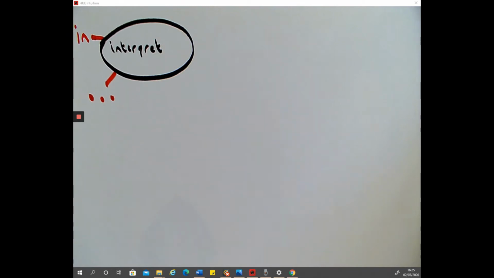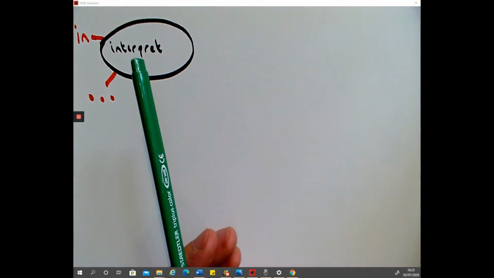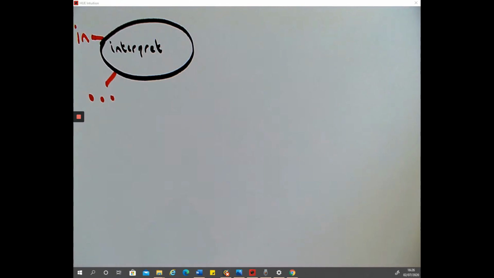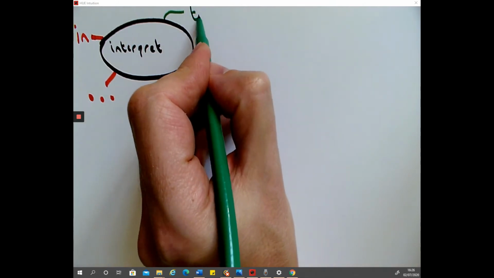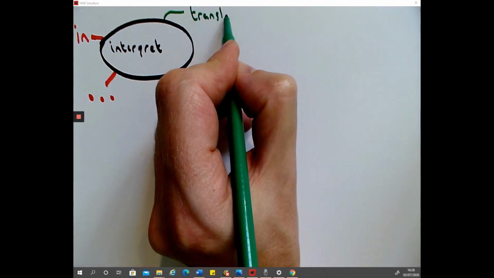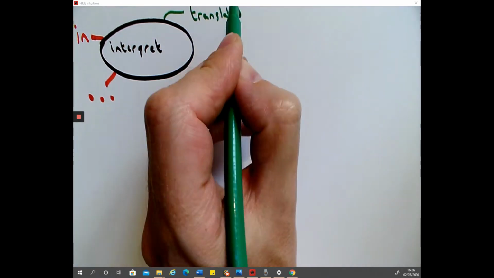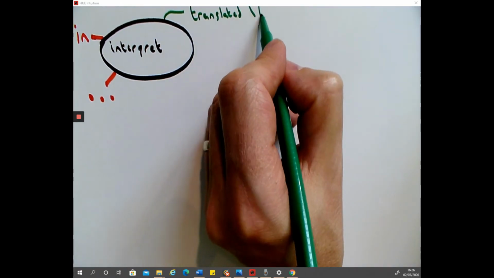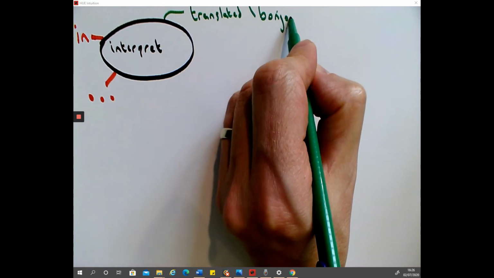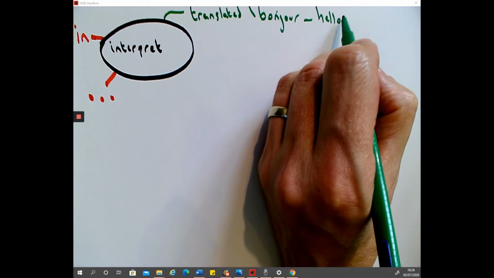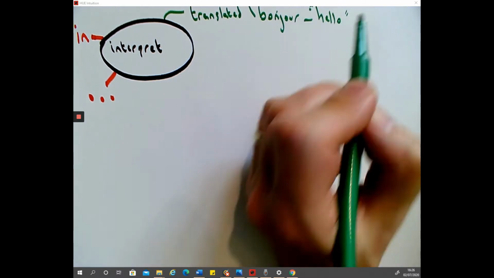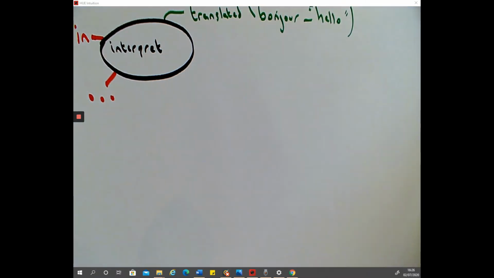We'll move on to thinking about the meaning of the word. Green for what we mean. And we've talked about one meaning of interpret, meaning when something is translated. For example, translating bonjour into hello. So that's one meaning about translation.